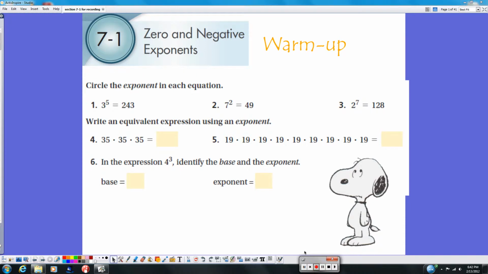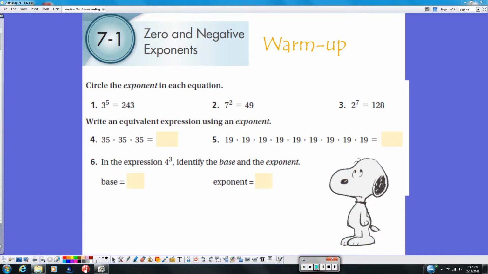Welcome to Chapter 7. In Chapter 7, we're going to be looking at exponents. In today's lesson, 7.1, we're going to be looking at 0 and negative exponents. As a warm-up, I want you to, in the first three problems, circle the exponent in each of those equations. For numbers 4 and 5, I want you to write an equivalent expression using an exponent. And finally, in number 6, I want you to identify the base and the exponent.